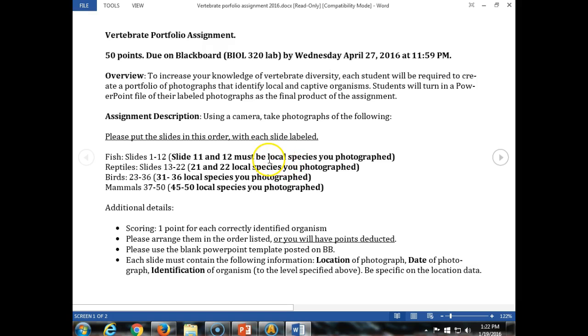Reptiles, we're going to have to wait a while to see any of these, right? This should say reptiles and amphibians, sorry about that. So I'll make some updates. Birds, mammals. So basically you're going to get 1 point for each organism that's identified correctly, and there's a specific order that will be on the PowerPoint slides, and it's going to be due April 27th. You have all semester to do this and to put it together, and you can show me how it's going. Follow the directions, easy 50 points.